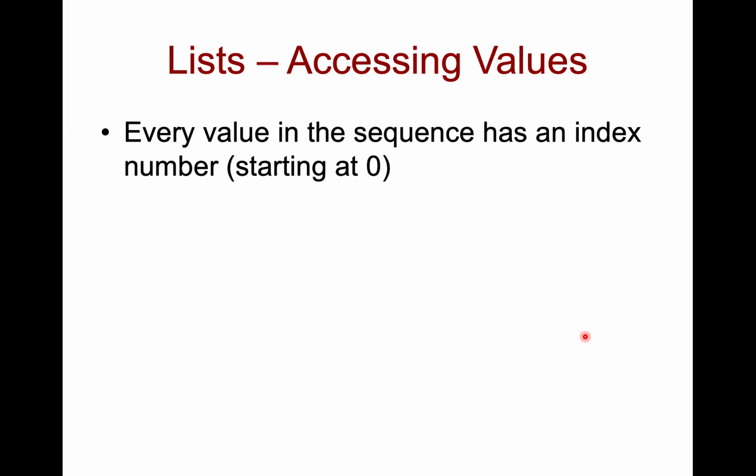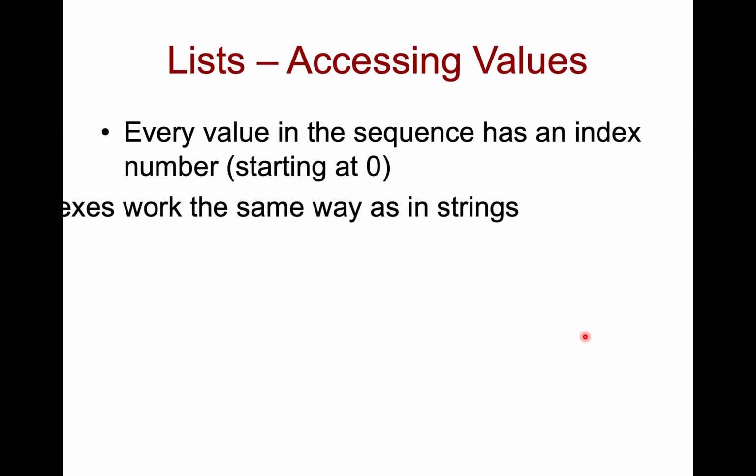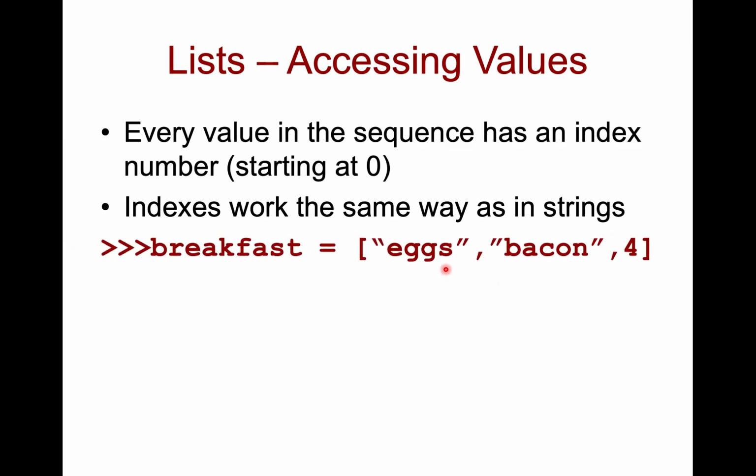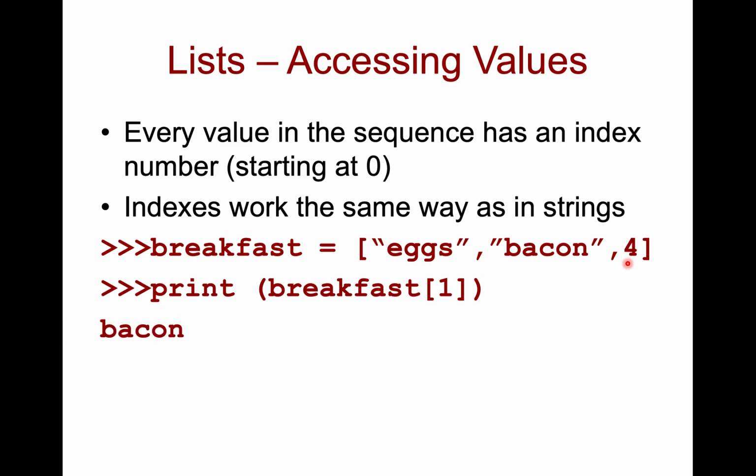Every value in the sequence has a corresponding index number, and those index numbers, as in strings, start at 0. They work the same way. So here's our breakfast list again. If I print breakfast at 1, I'm going to print the item in this list which is at position number 1, and that happens to be the second item, bacon, because eggs is 0, bacon is 1, and 4 will be item index number 2. So print breakfast at 1 produces bacon.